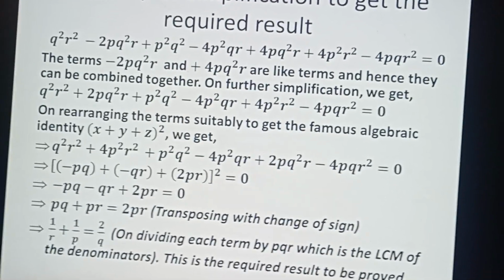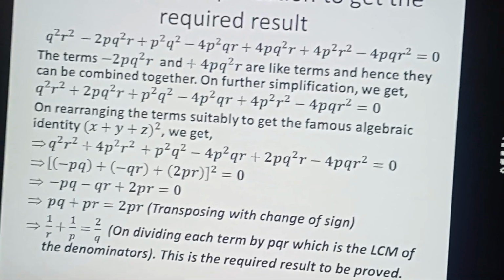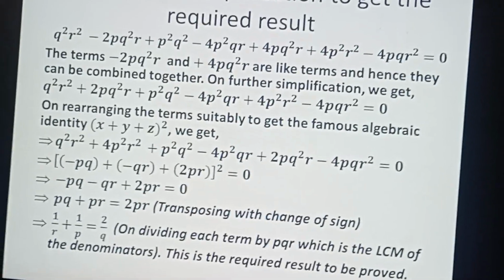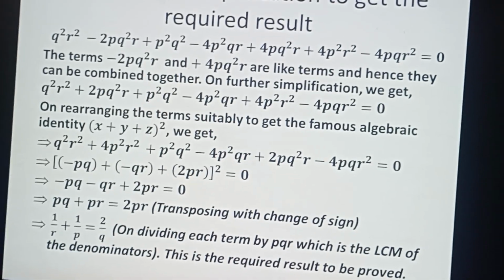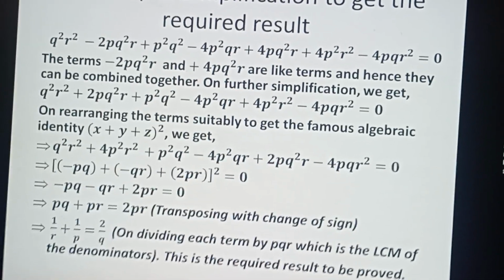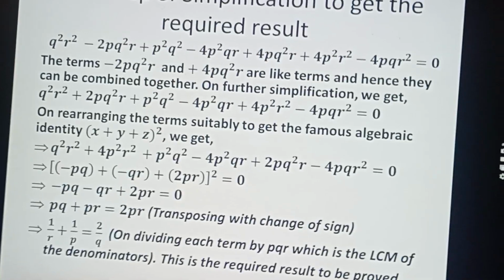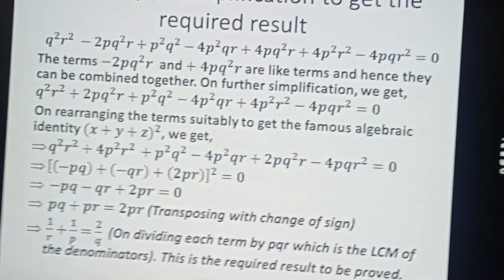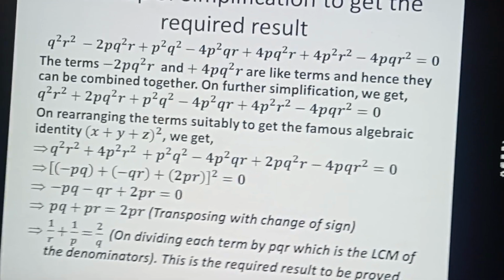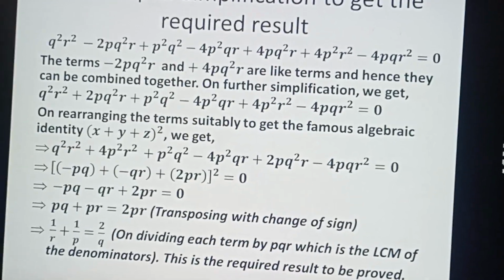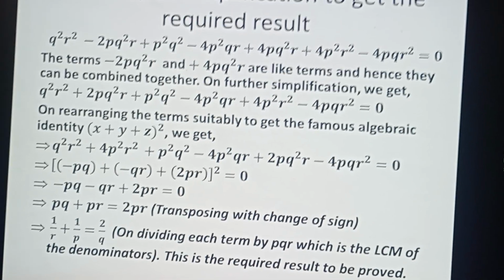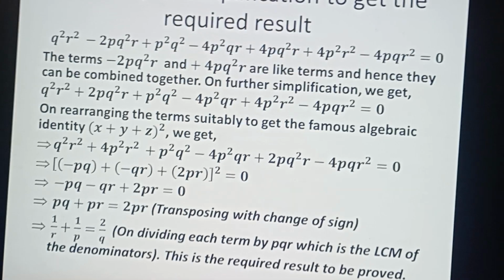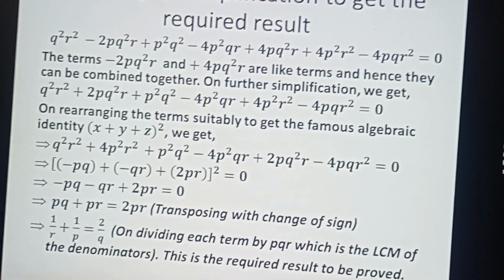A very important thing is that there is qr over there. So pq is a negative now. Because of that negative sign over there, we choose that as a negative one. So we take minus pq plus minus qr plus 2pr the whole square.